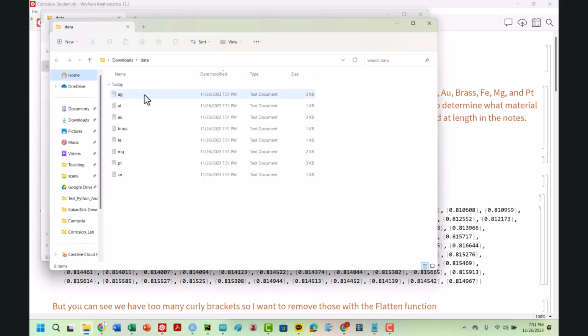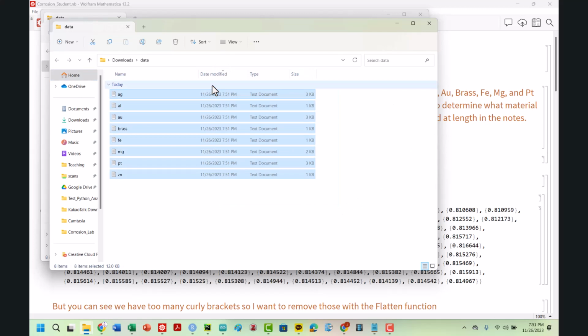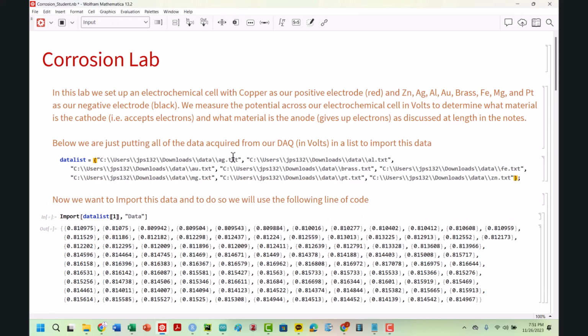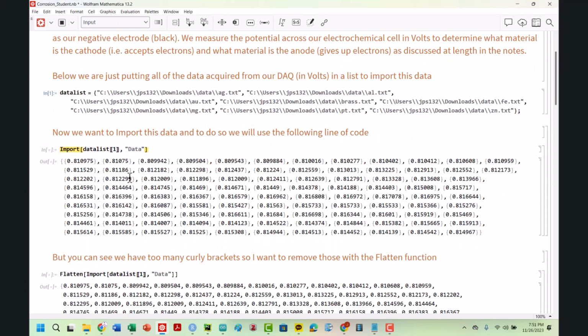So let's go ahead and we are going to extract everything from this data file. And I'm going to go to the downloads, and I'm going to actually look at this. So I'm going to Control C, and I am going to insert this into our data list. So these are all text files. So what we can do is we can pull out, and we can look at the data set.